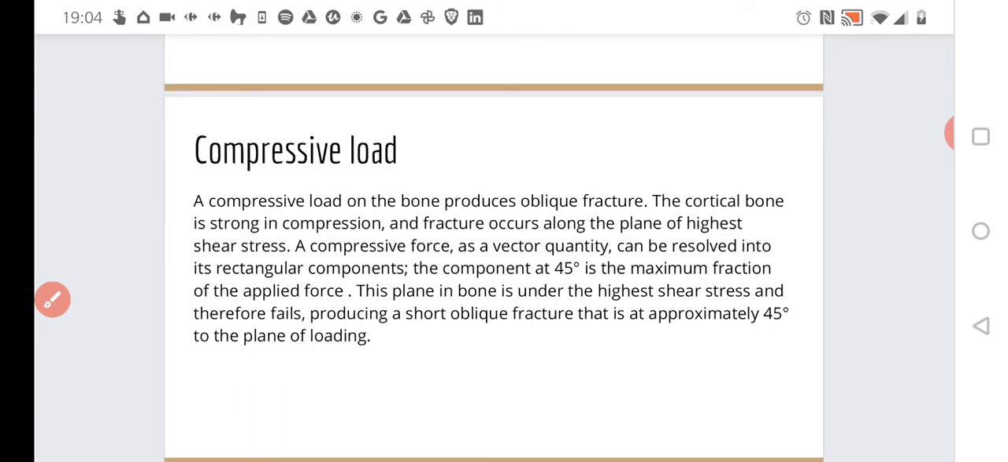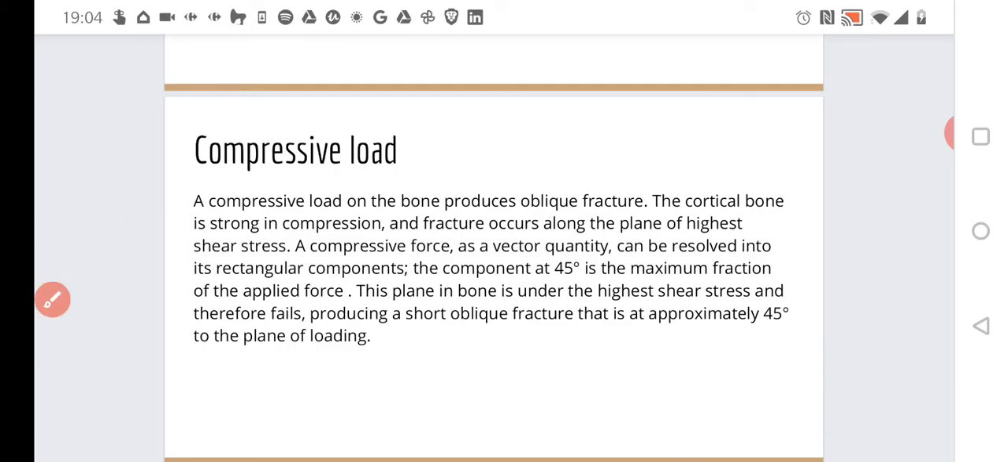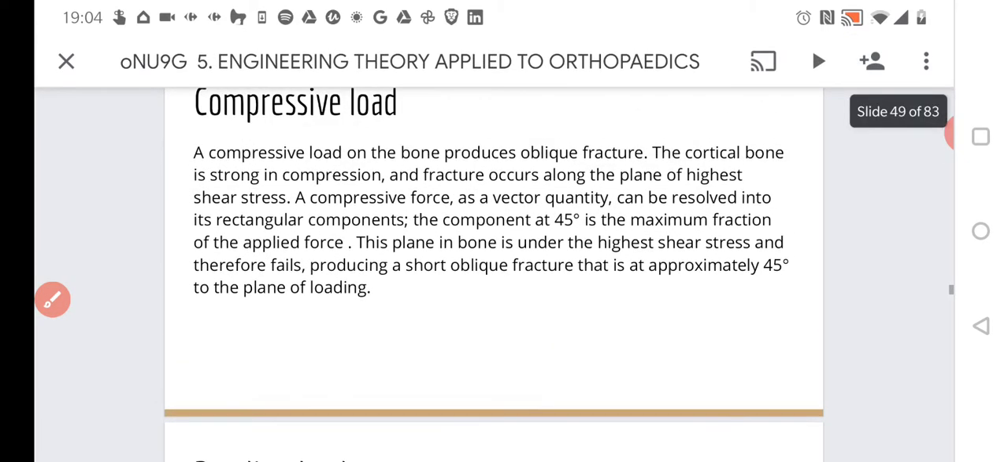So, compressive load. Compressive load on the bone produces an oblique fracture. Why an oblique fracture? Because, as we said previously, the bone is very strong in compression, but it's weak in tension and especially weak in shear stress. And the shear stress is the biggest at a 45-degree angle to the compressive load. Yes, so like this. And generally this plane.